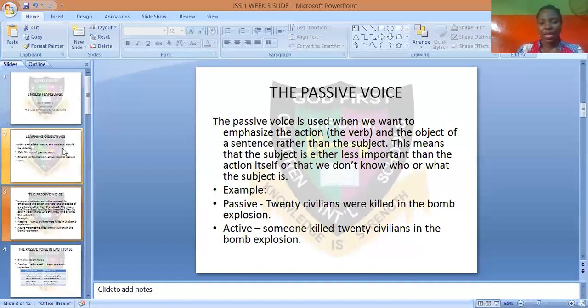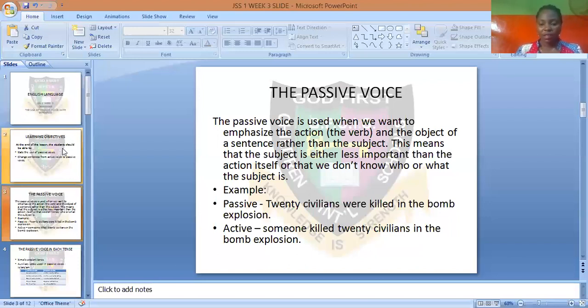Moving on, what is the passive voice? The passive voice is used when we want to emphasize the action, that is the verb, and the object of the sentence rather than the subject. This means that the subject is either less important than the action itself, or that we don't know who or what the subject is. The passive voice is when the subject is the receiver of the action, or the recipient of the action.